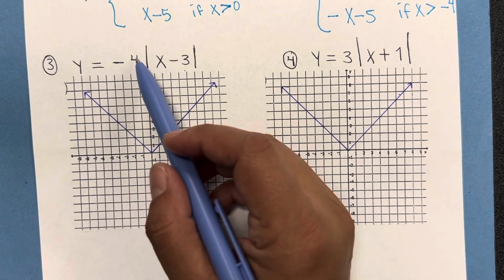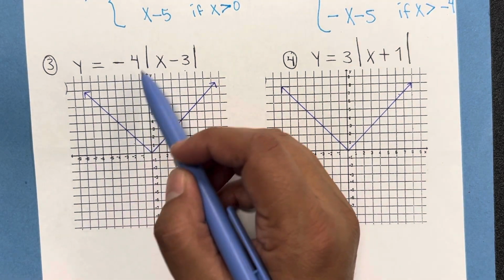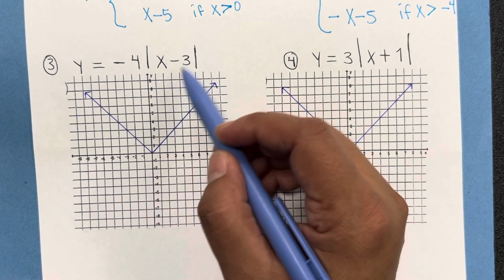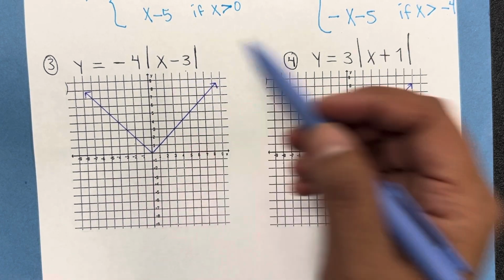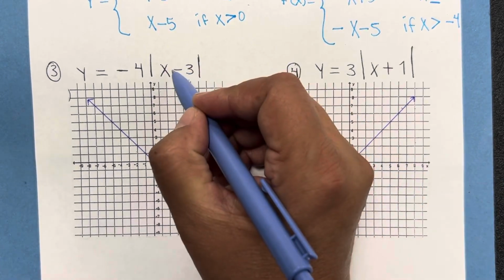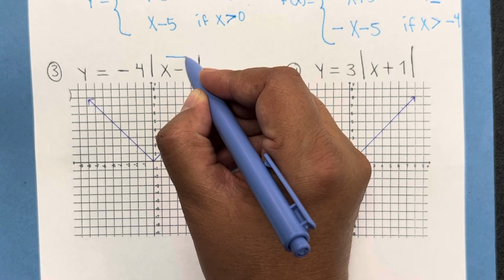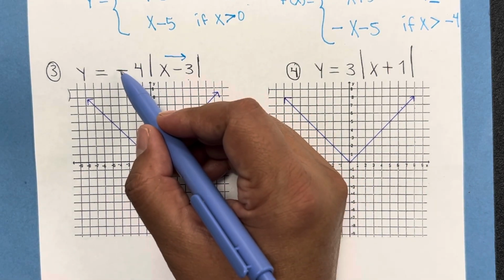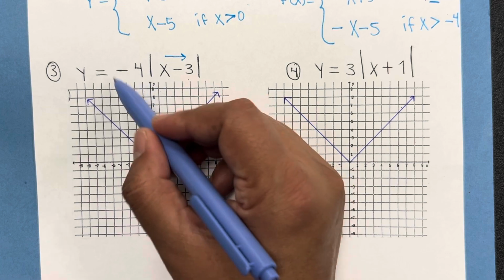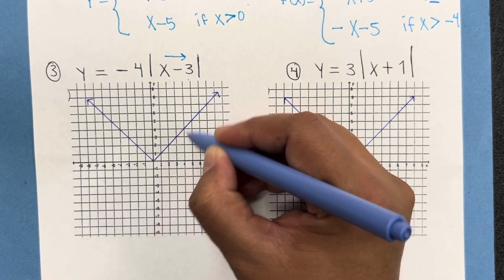For number 3, we have a reflection, a stretch, and then we have a translation. Inside, the translation goes on the opposite direction. So since it says -3, instead of going to the negatives, it's going to go to the positives. In here, when you have a stretch and a reflection, you can just multiply the entire thing. -4 times the value of y. Okay, the value of y.